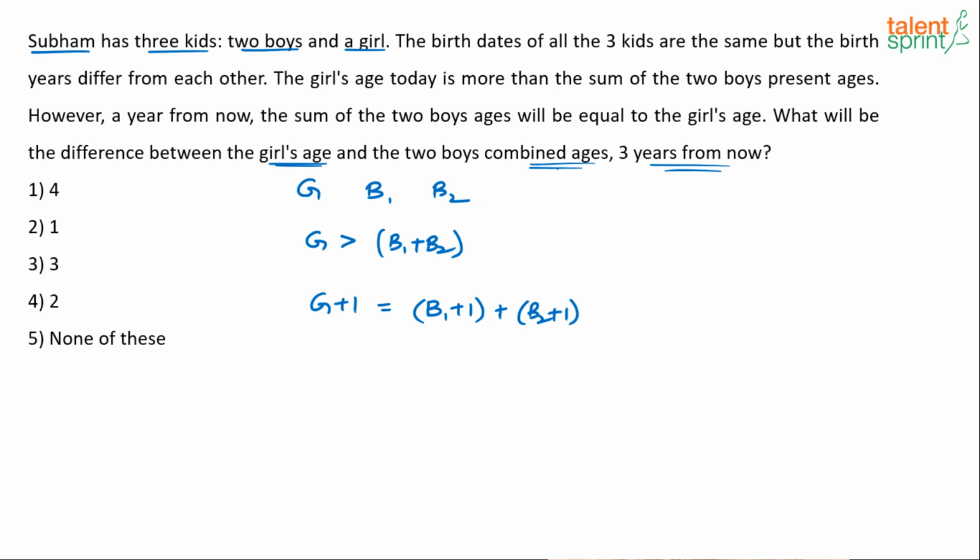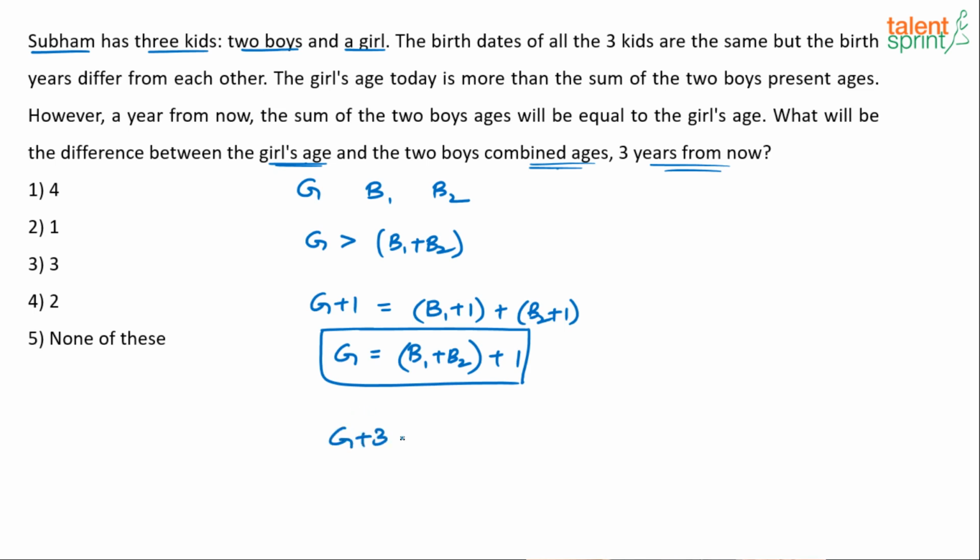So basically, what does it say? This equation tells us that G is equal to B1 plus B2 plus 1. The girl's present age is 1 year more than the sum of the ages of the boys. Now, the situation is something else. It says, what will be the difference between the girl's age and the two boys' combined ages 3 years from now? Right? See, what will be the girl's age 3 years from now?